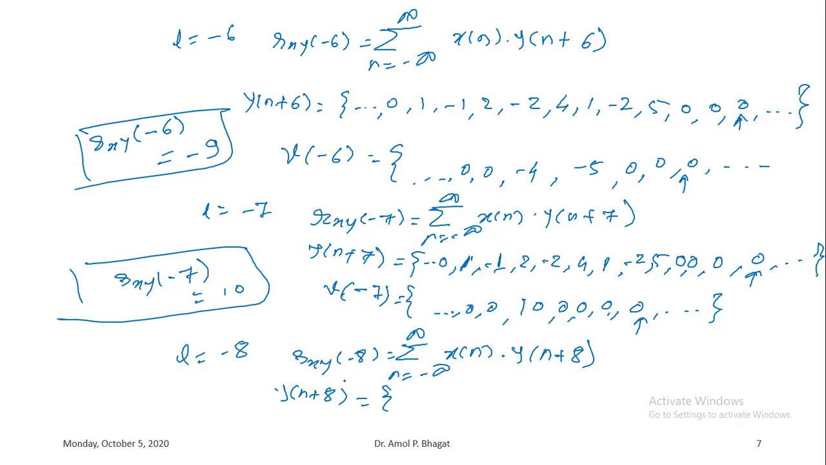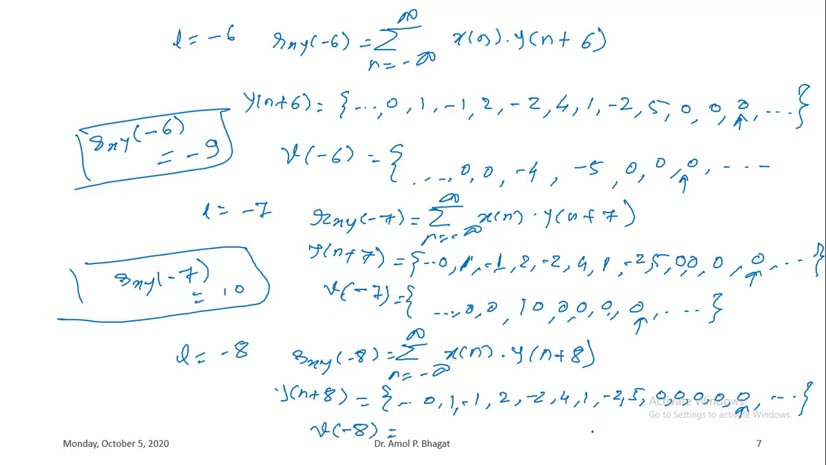So it will be again 0, comma 1, minus 1, 2, minus 2, 4, 1, minus 2, 5, 0, 0, 0, 0, 0. Okay, origin will be at the fifth 0 now. Initially it was at the fourth 0, right? The product sequence you can indicate as v of minus 8.